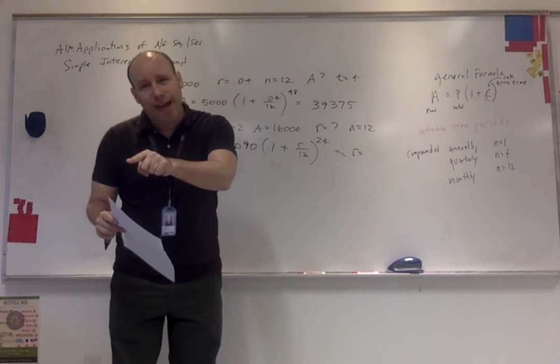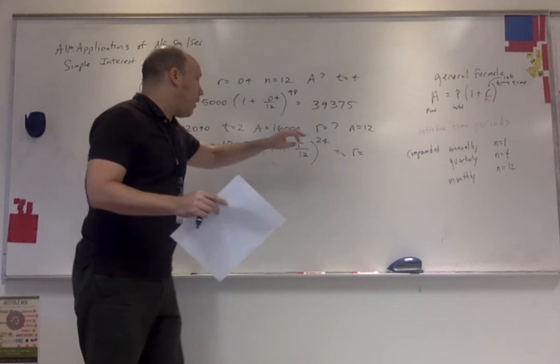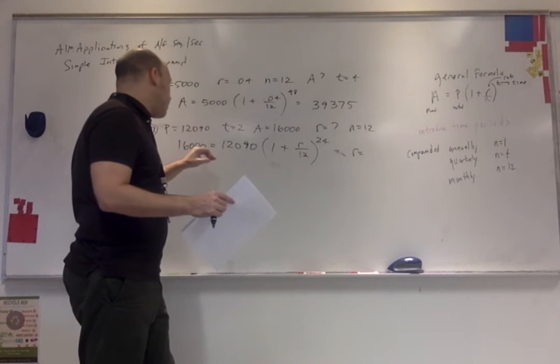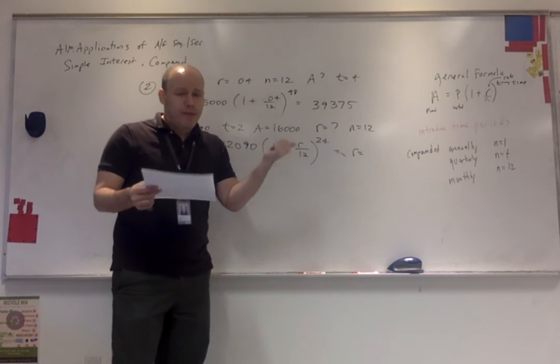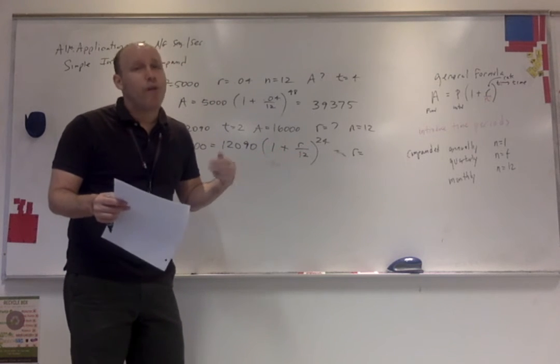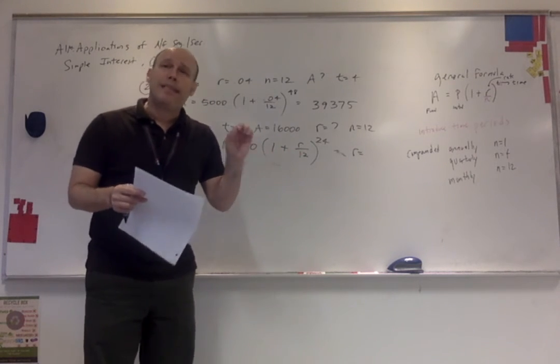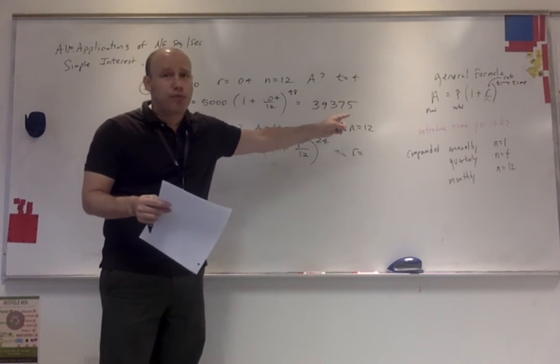I put it in my calculator. Because this is an equation, there's two answers. One of the answers is negative 24. The other answer is 0.141 or 14%. Use common sense. The rate is not negative 24.